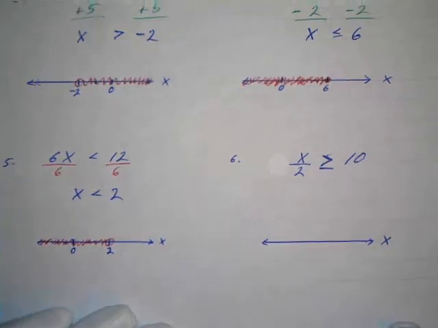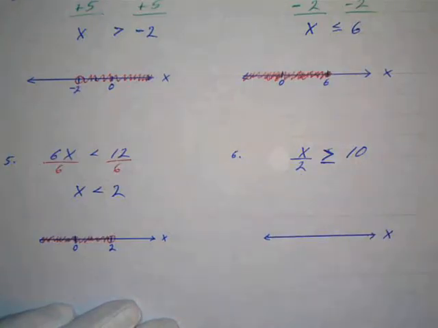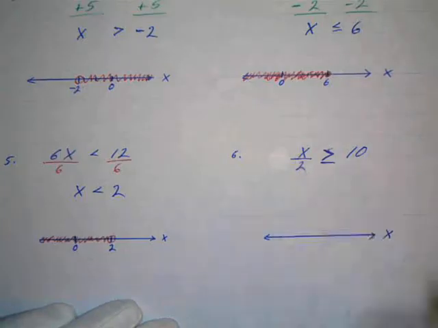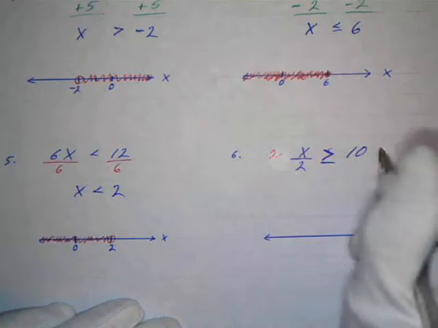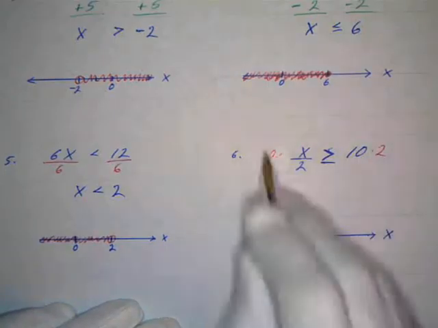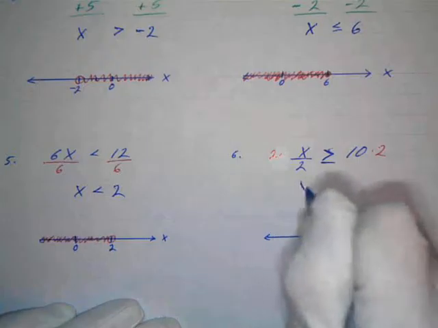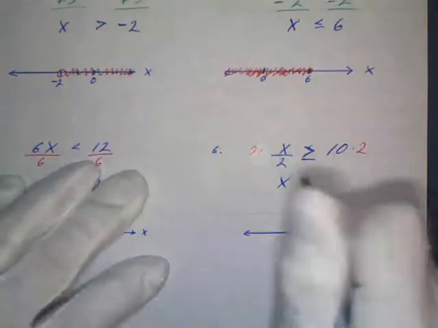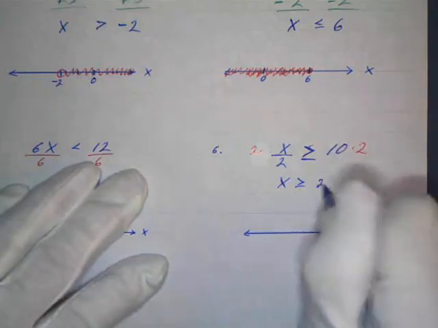Number 6, so that was dividing. Here I have x divided by 2 is greater than or equal to 10. So what I want to do is multiply both sides by 2, because this is x divided by 2, and the opposite of division is multiplication. So I'll multiply both sides by 2: 2 times that and 2 times that. 2 over 2 is 1, so we just have x on the left. Now that's going to be greater than or equal to, and 10 times 2 is 20.